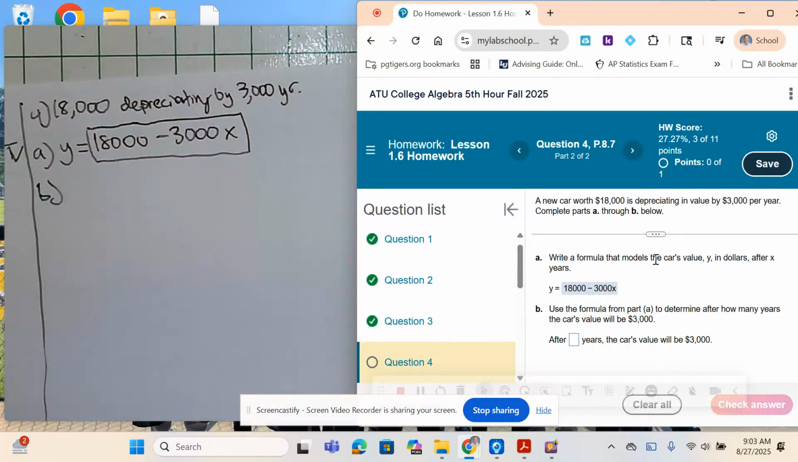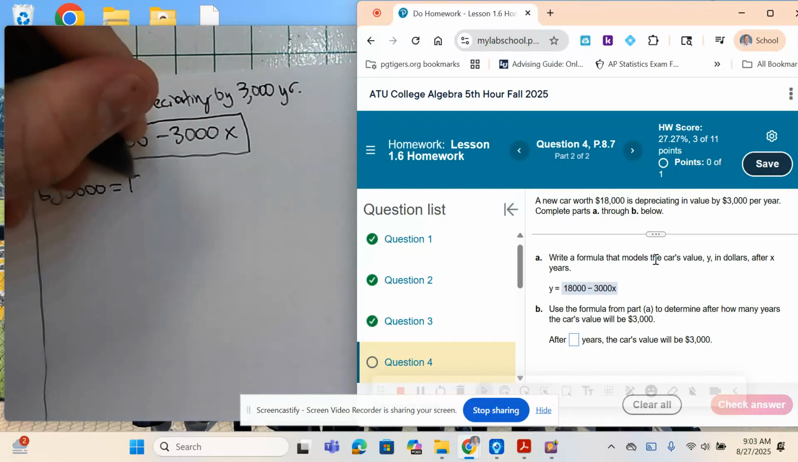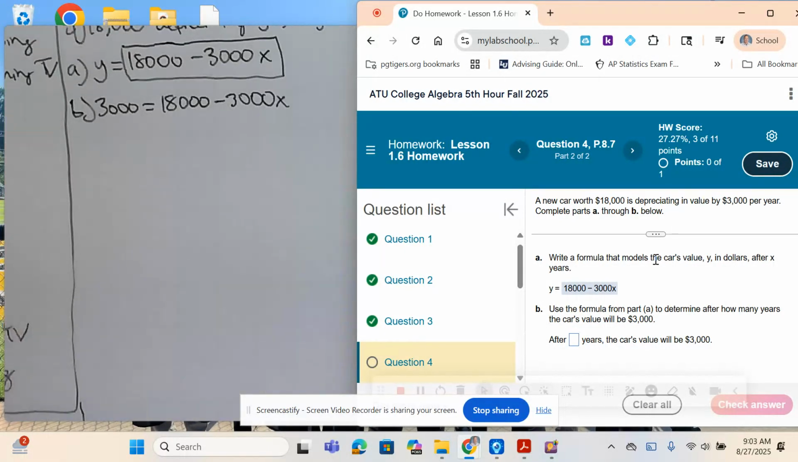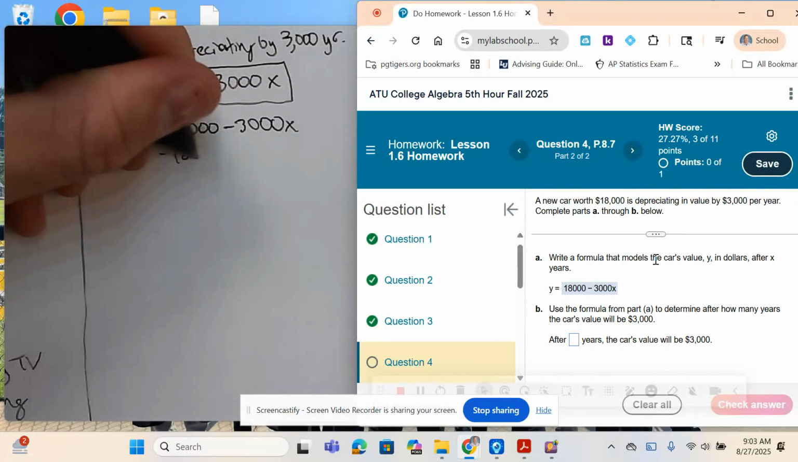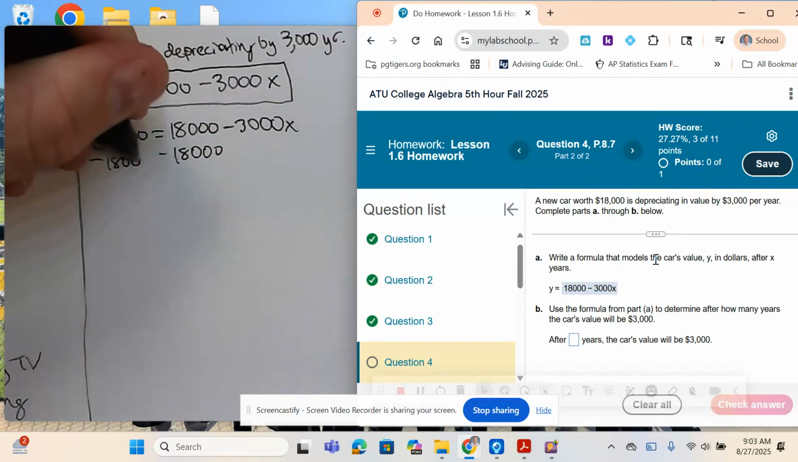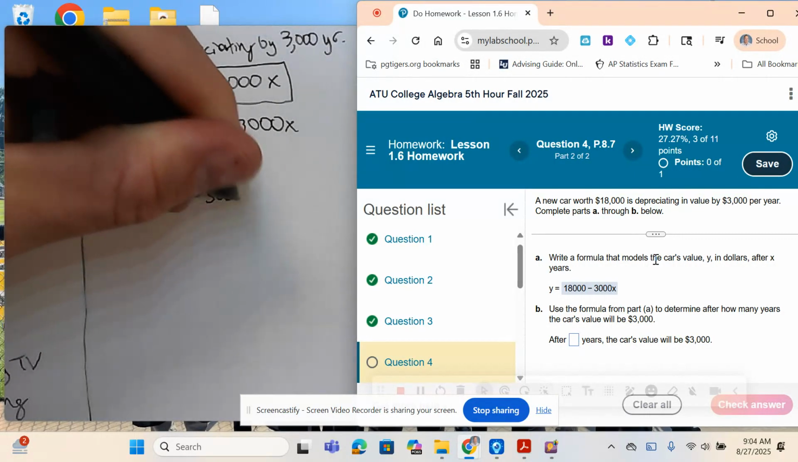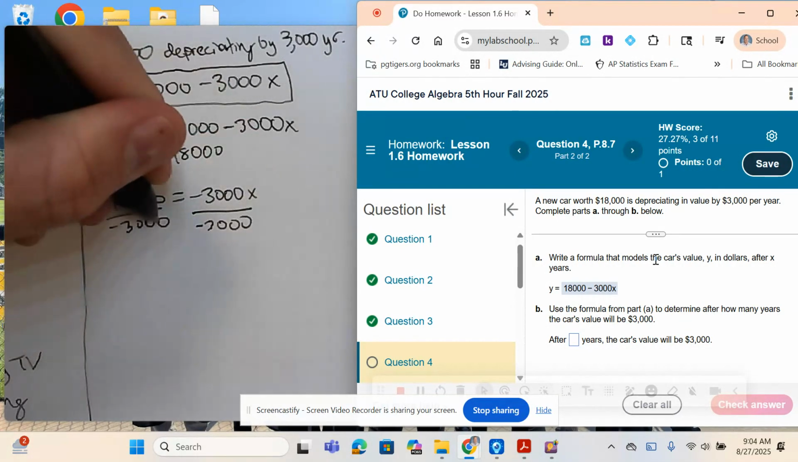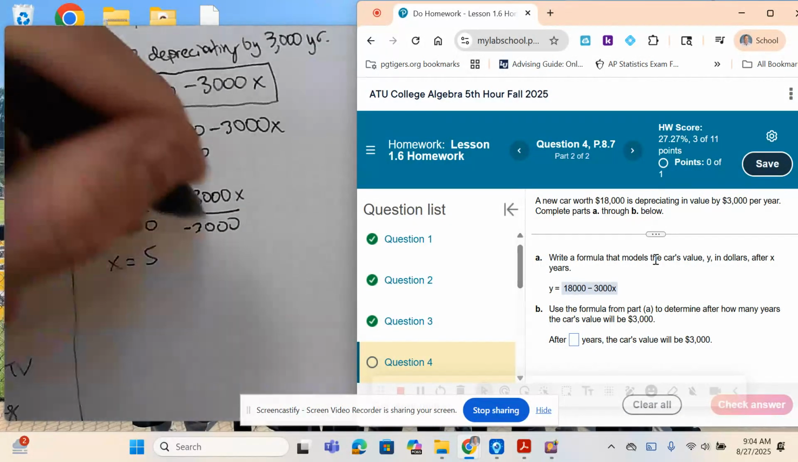B. Use the formula above to determine how many years it will be worth $3,000. So what do I do on this one? Plug in 3,000 for Y. And you could trace the pattern too if you wanted to, but I'm just going to do it by solving the equation. So I'll plug in 3,000 for Y. Equals negative 3,000x. 3,000 divided by negative 3,000. These haven't been too bad. That'll be 5. So 5 years.